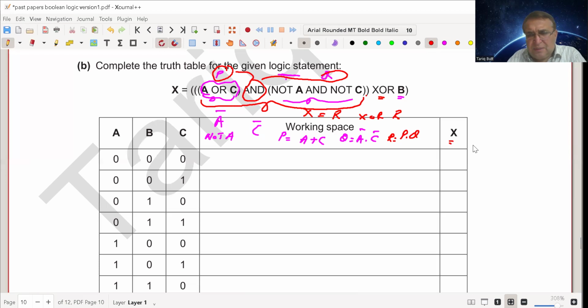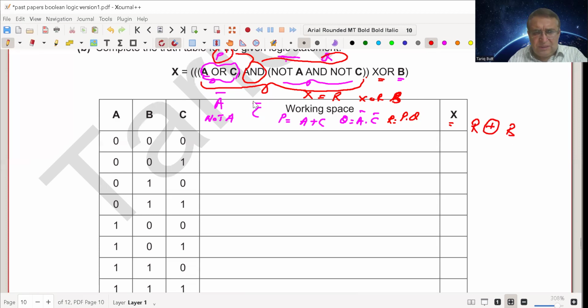X is R XOR B. Sorry, this is B. R, this whole thing, XOR B. So the XOR symbol is this. So now we have written down the different columns that we need and drawn the lines. And next, fill these columns.